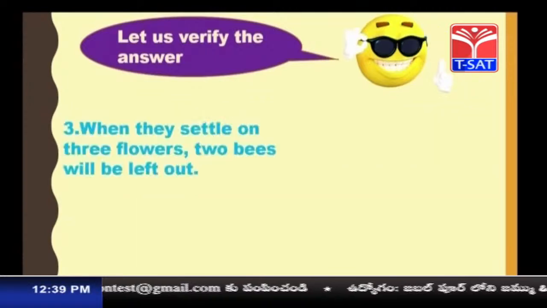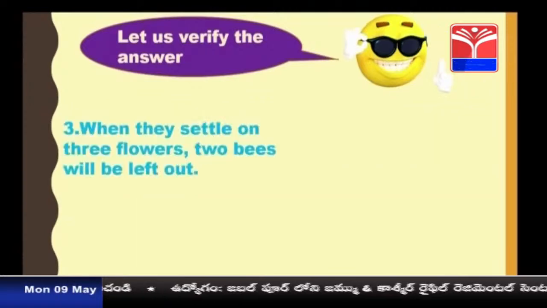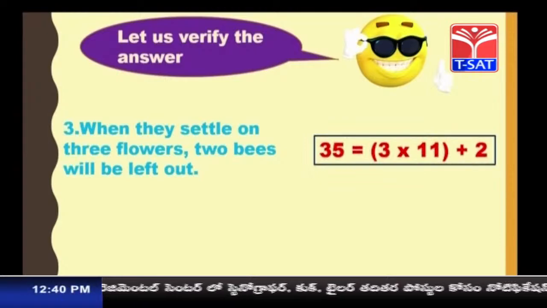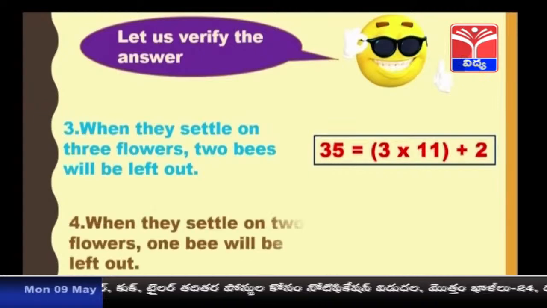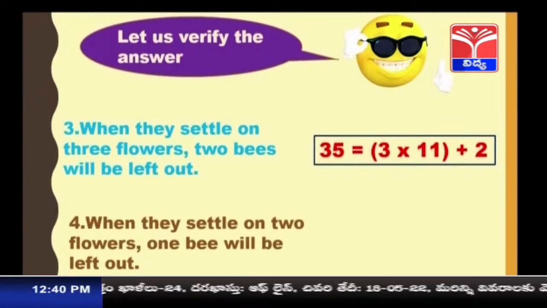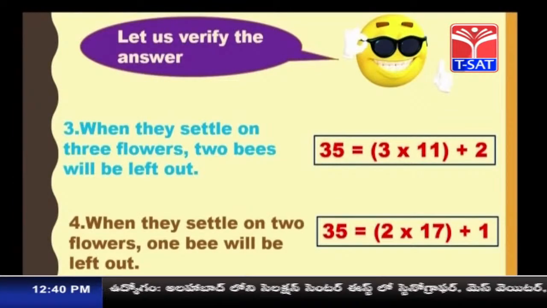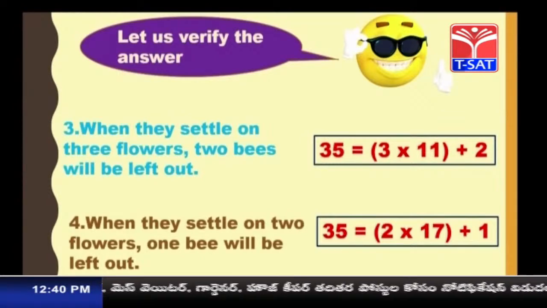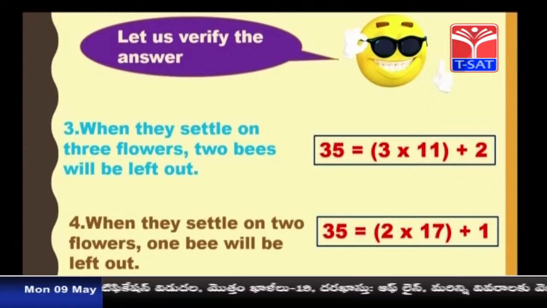The third one is, when they settle on 3 flowers, 2 bees will be left out, which is translated to 35 is equal to 3 into 11 plus 2. That means 11 bees are sitting on each of 3 flowers, then 2 bees are left out. When they settle on 2 flowers, 1 bee will be left out, which is translated to 35 is equal to 2 into 17 plus 1. That means 17 bees are sitting equally on each of 2 flowers, then 1 bee is left out.